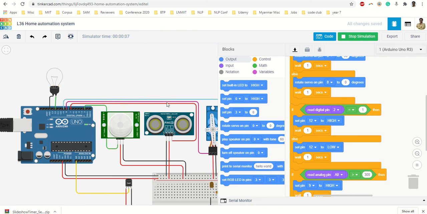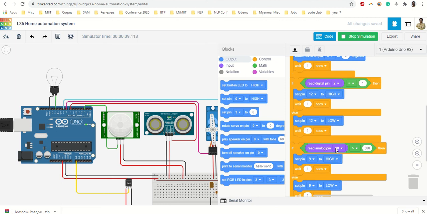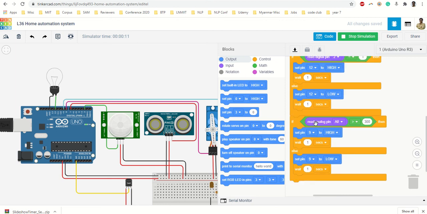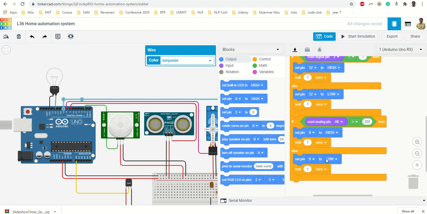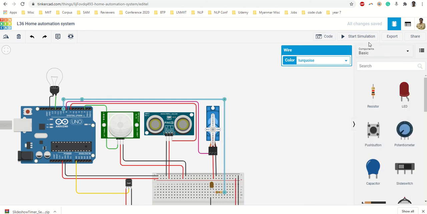Okay. Next sensor is our temperature sensor, and we read the analog pin. If the value is more than a certain threshold, 300, 200, whatever you want to set the temperature, the output pin number 9, which is connected to the LED, will be high, otherwise it will be low. Okay, so we check this also.